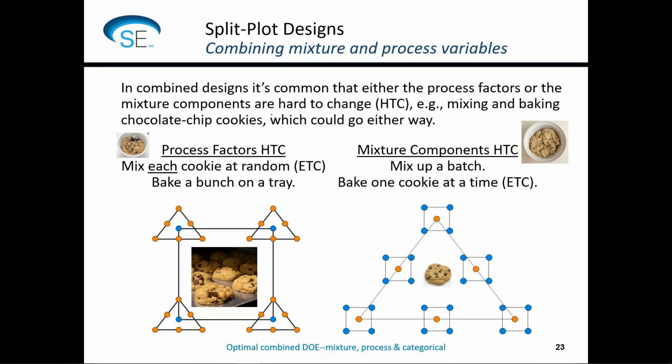Now, there's actually two different ways we can go. The way that Jessica went, which is probably going to be more common for the baking, is making the process factors hard to change, and then mixing each cookie at random. So each one of these individual cookies on the tray is mixed with a different composition, but then they're baked out at whatever time and temperature is indicated by your random plan. All right, so I like to draw this structure with the square with the triangles at the corners.